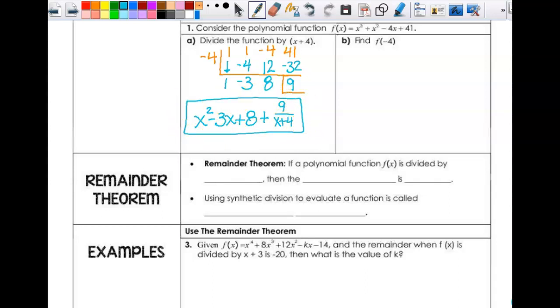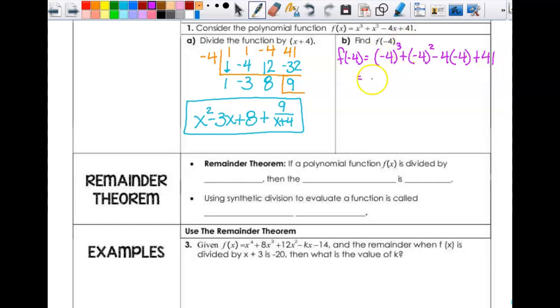The B part of this says to evaluate the function when x is negative 4. So I want f of negative 4. So f of negative 4 would equal, I'm going to substitute it in, negative 4 cubed plus negative 4 squared minus 4 times negative 4 plus 41. Okay.